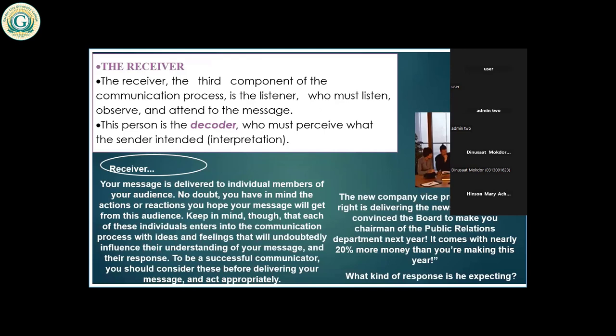So as I said, the receiver, your message is delivered to individual members. Your audience is very important. So no doubt you have in mind the actions or reactions you hope your message will get from the audience that the message is being sent to. When you're sending a message, also keep in mind that each of these individuals enters into the communication process with ideas and feelings that will undoubtedly influence their understanding of your message. So it's very important.